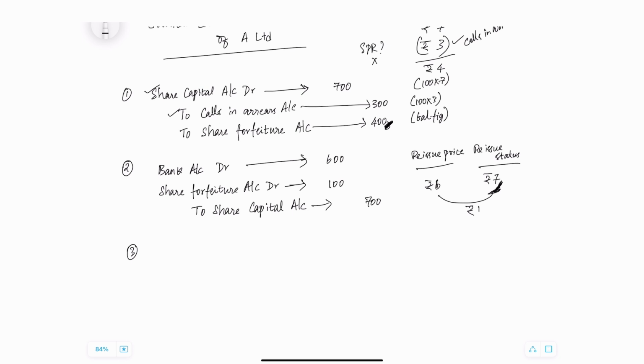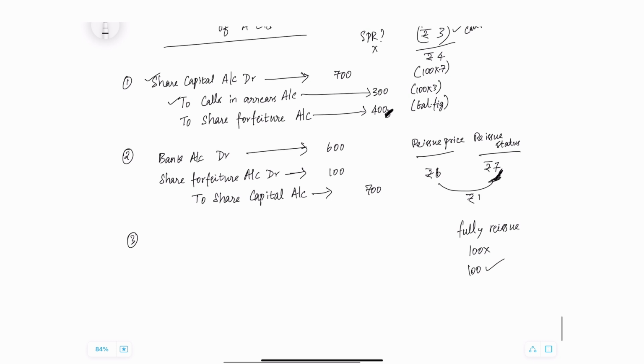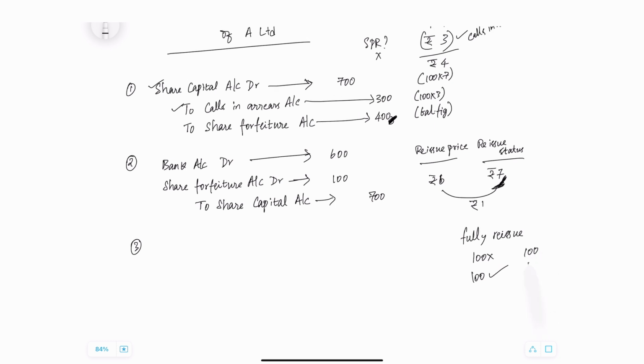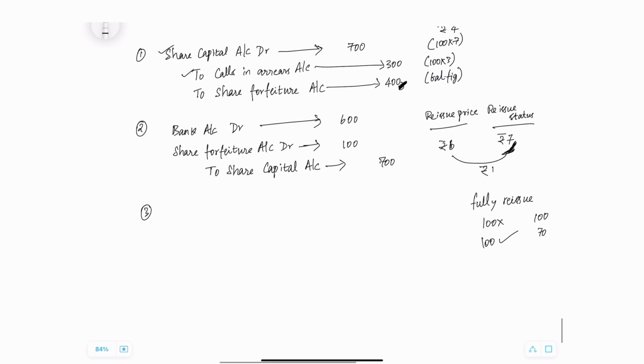Now the last entry is we have to find out how much money is left in share forfeiture account and transfer the entire money left into capital reserve account because the shares have been fully reissued. This is a fully reissued question because the company forfeited 100 shares and then the company reissued the entire 100 shares to the second shareholders. So if it is a case of partial reissue, let's say they forfeited 100 and they reissued only 70 or any number less than 100, then we have to do an extra bit of working note to arrive at the last entry. But here we don't have to do that because it is a fully reissued case.